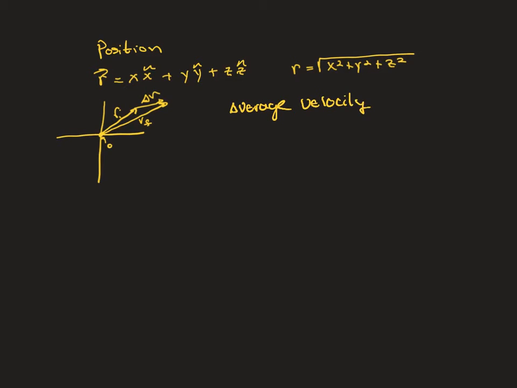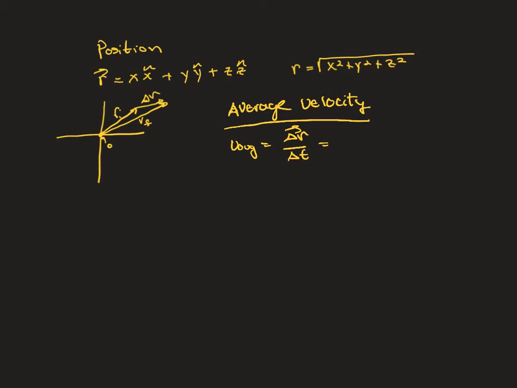You can tell I've been teaching physics too long because I have trouble writing capital A's rather than deltas. Because your average velocity is then going to equal that delta r over the change in time.